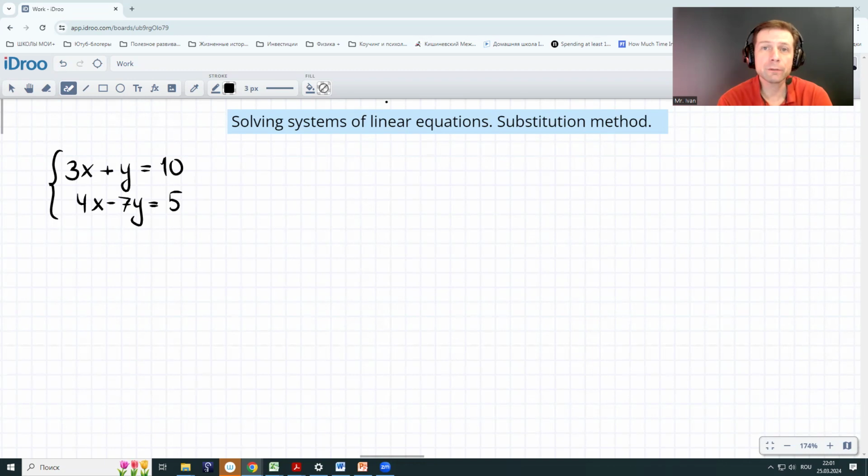Let's talk today about solving systems of equations, the substitution method of doing that, okay? We have several methods, basically, but this is the most common, the most regular, the most general, because it fits everywhere. If you master this method, you would be fine, okay? You'll be good at any kind of situation. And we have this kind of system of equations, 3x plus y equals 10 and 4x minus 7y equals 5.